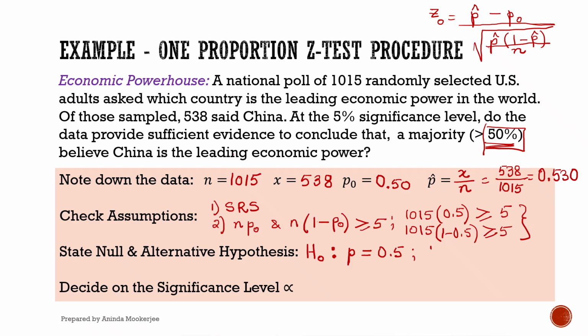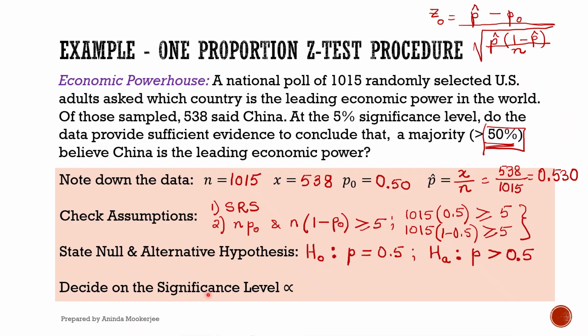The alternate hypothesis is H sub A, and then colon, and then P. Again, it's still the population proportion, because the question says we have to conclude whether it is greater than 50%, the sign is going to be the greater than symbol. All right, so greater than 0.5. Okay, so that is our hypothesis statement.